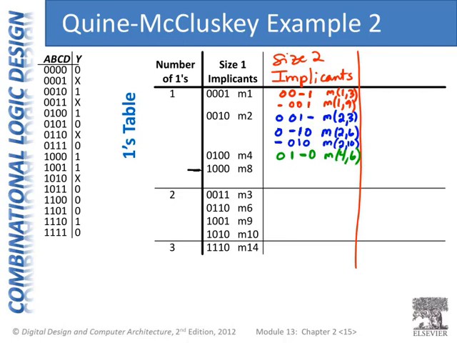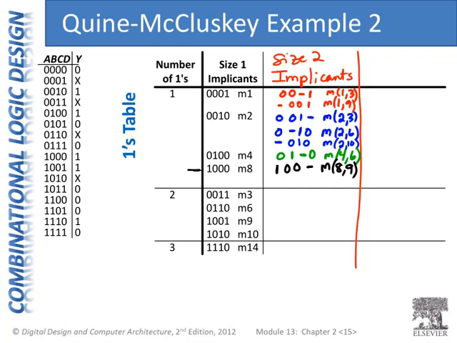Cannot use combining. Minterm 8 with minterm 9, they're the same in A, same in B, same in C, differ in D only, we can use combining. We get 1, 0, 0, don't care. And that's for combining minterms 8 and 9.